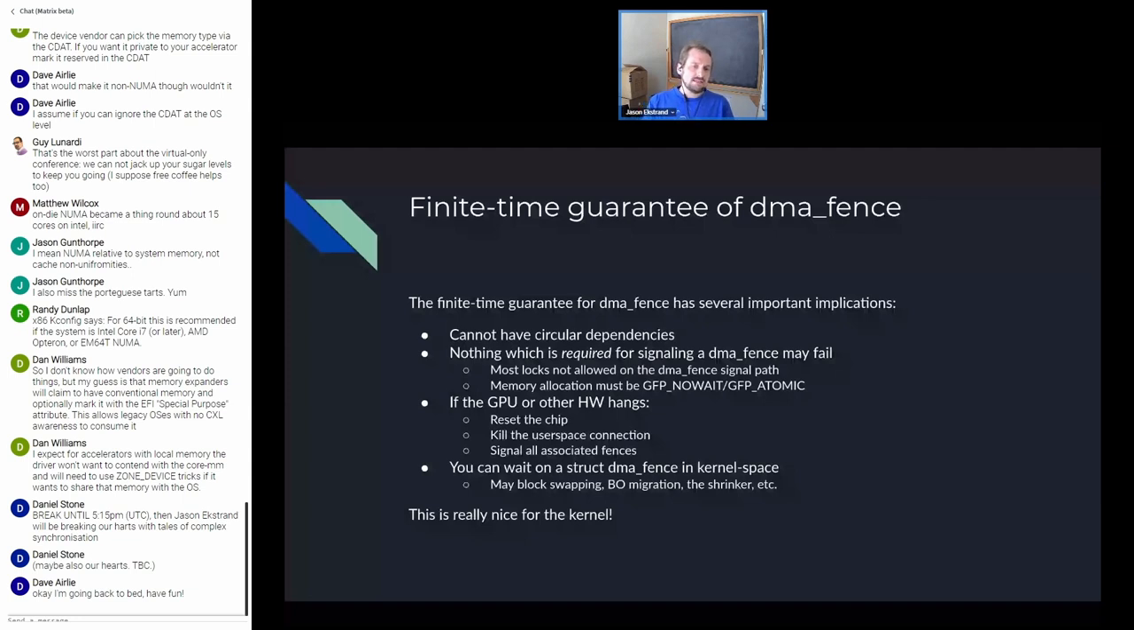But these guarantees have the very, very nice upshot that you can wait on a struct DMA fence, not anywhere, but in a lot of places. So it can block swapping, it can block buffer migration, it can block the shrinker. Very, very useful.